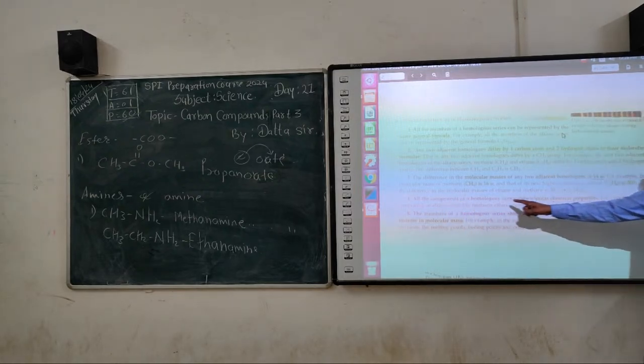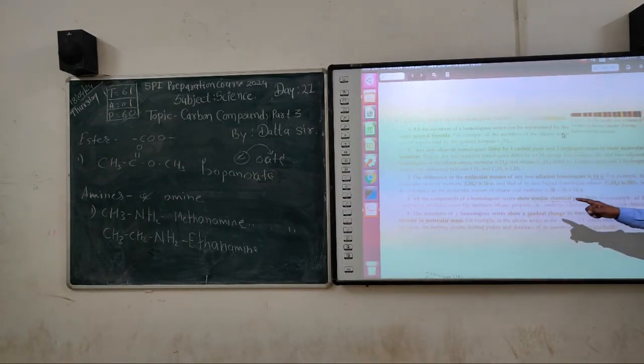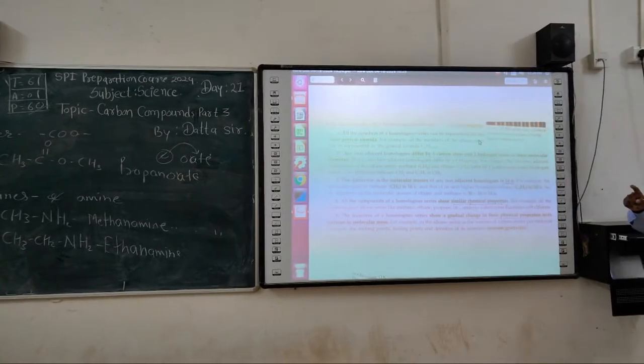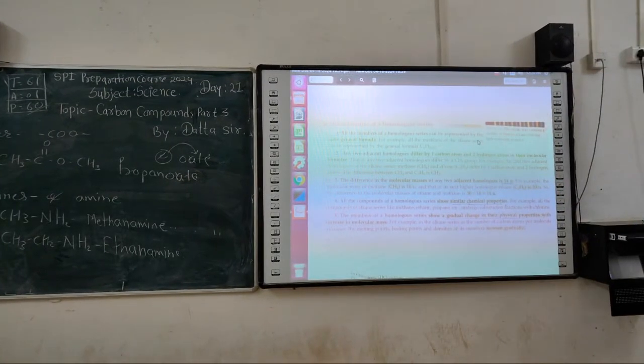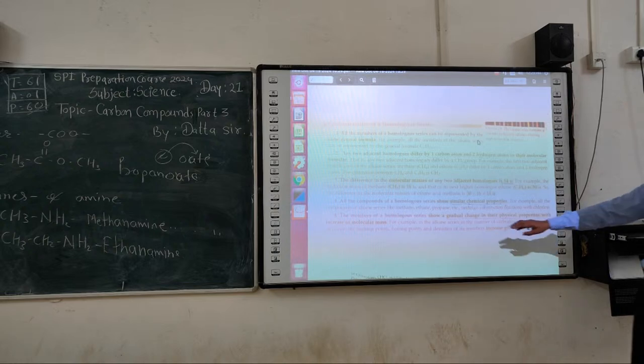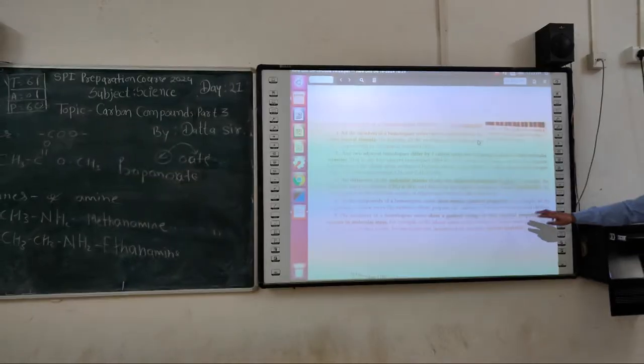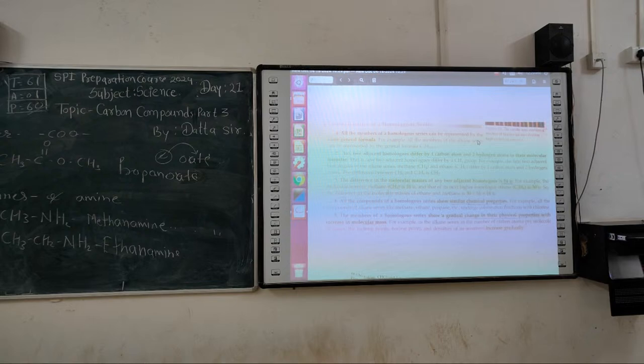All the compounds of a homologous series show similar chemical properties. Not the same, but similar chemical properties, because they gradually change in their physical properties. Physical properties such as density, melting point, and boiling point are the properties that gradually change.